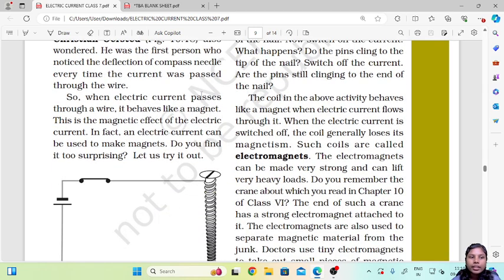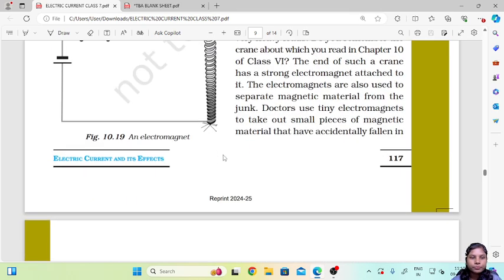So when electric current passes through a wire, it behaves like a magnet. This is the magnetic effect of the electric current. Whenever electric current is passing through a wire, it acts as a magnet, and this effect is called the magnetic effect of electric current. In fact, any electric current can be used to make magnets. Do you find it too surprising? Let us try it out.